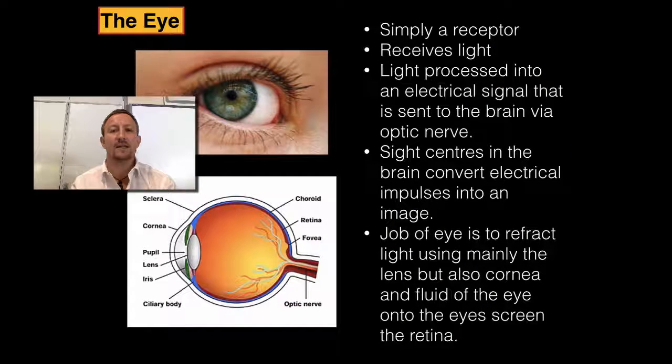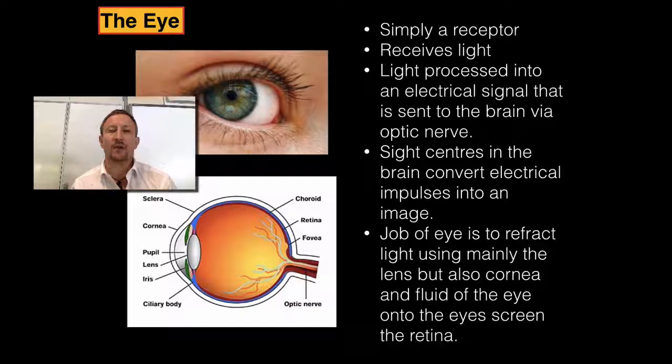Well, basically an eye is a simple receptor. All it does, or the job of it, is literally to take in light, different types of light which are being reflected off different surfaces. That light is then focused onto a screen, the screen being the retina at the back of our eye. It's converted into an electrical signal, and then that electrical signal is sent via the optic nerve to the brain. The brain then interprets these electrical signals as the vision that we see today.